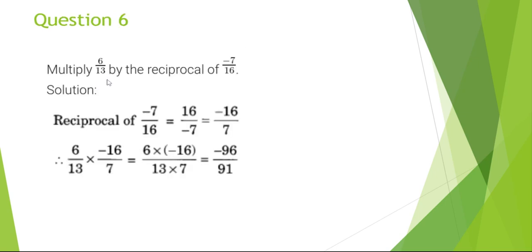Multiply 6 by 13 by the reciprocal of minus 7 by 16. And if I ask you, what is the reciprocal of minus 7 by 16? It is 16 by minus 7. But the minus sign will obviously shift to the numerator. So it is minus 16 by 7.